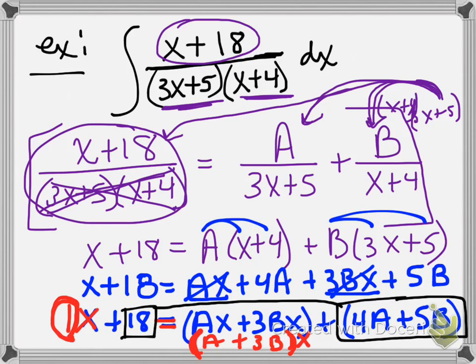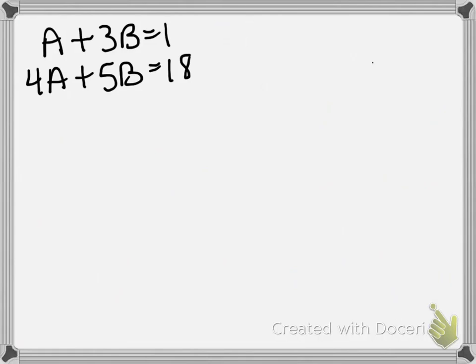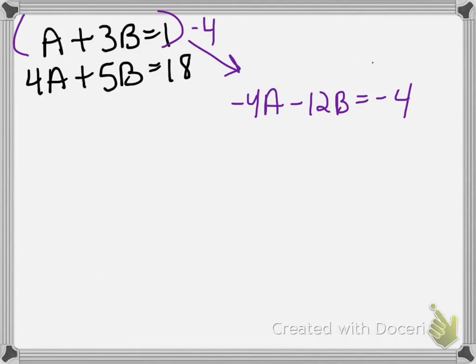Okay, double check myself. Okay, so what do we do with this? Well, we have a's and we have b's, and we have equations, and this is actually a system of equations, so we can either use substitution or elimination. And I would say probably our best case scenario here would be to go ahead and use elimination. So let's multiply by negative 4 on the top here. So that's going to make this become negative 4a minus 12b equals negative 4. And this bottom part here is still 4a plus 5b equals 18.